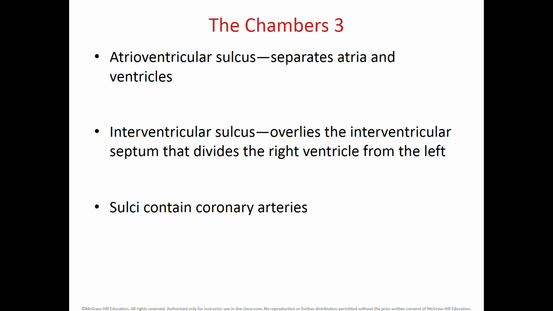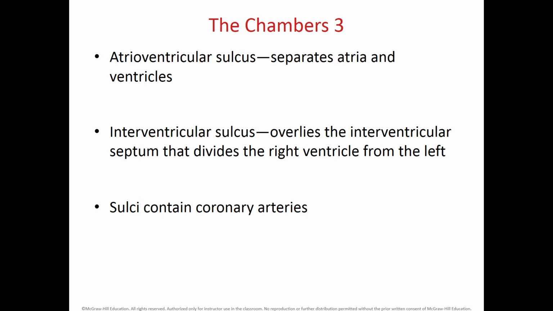So externally, the heart has some markings. It has the atrioventricular sulcus that separates the atria and the ventricles. And then within this sulcus, we have the coronary arteries running within this atrioventricular sulcus. And then we have an external layer of fat covering these coronary arteries, protecting them.